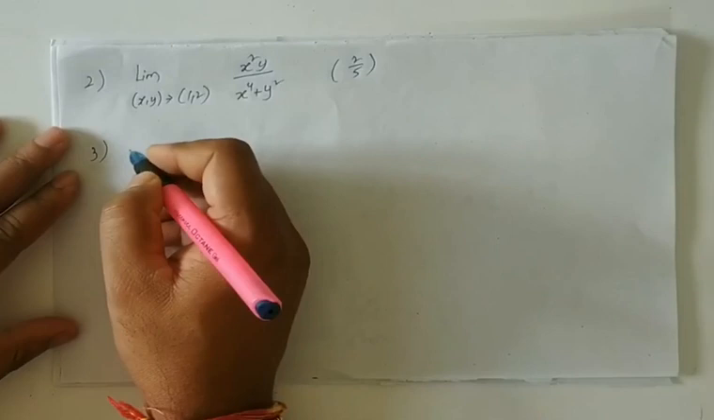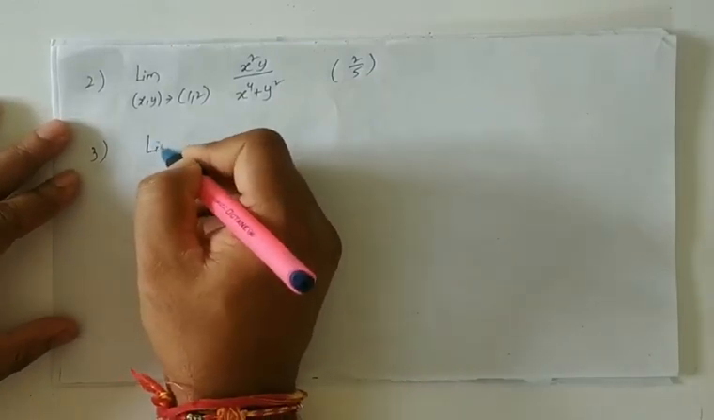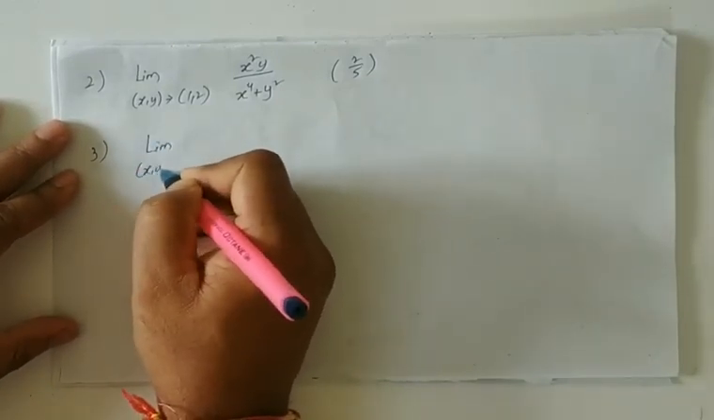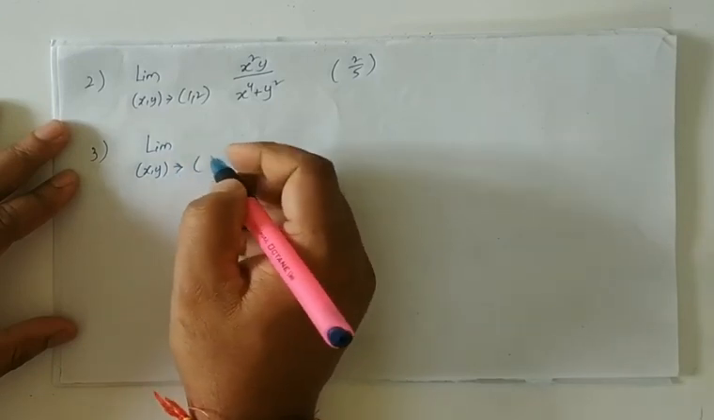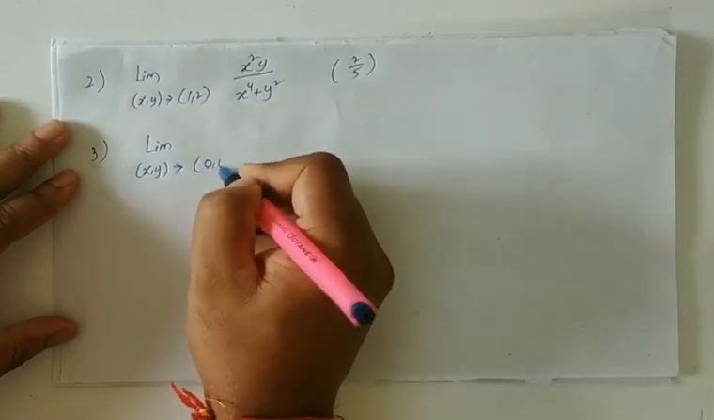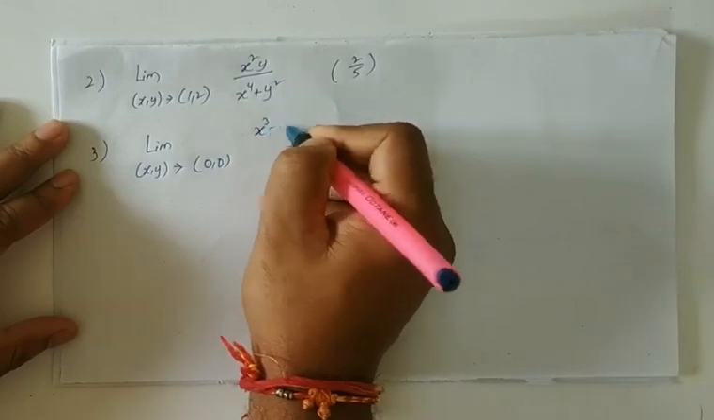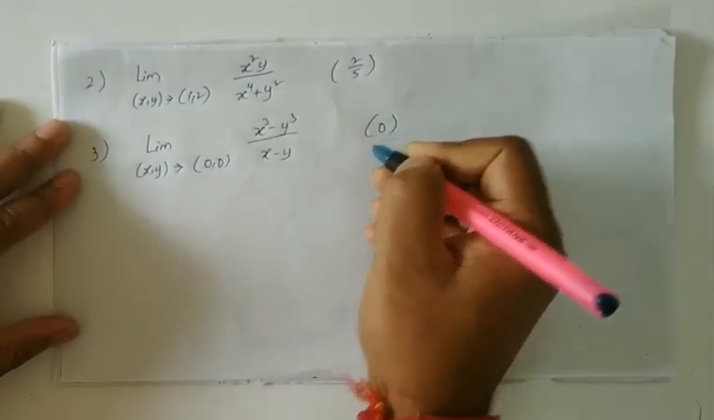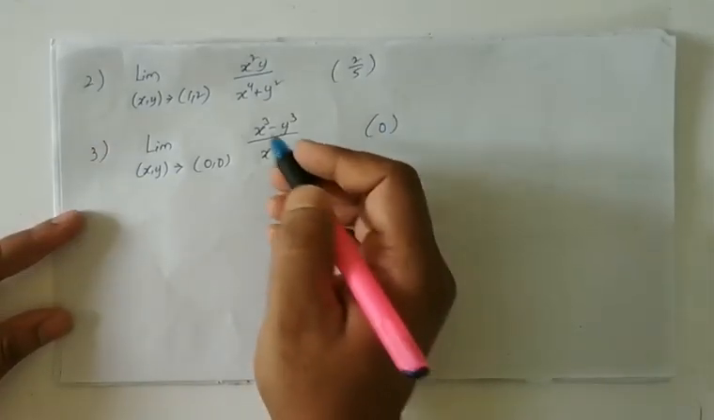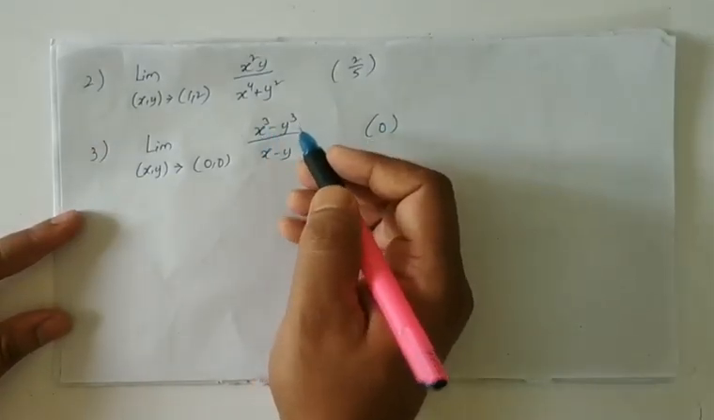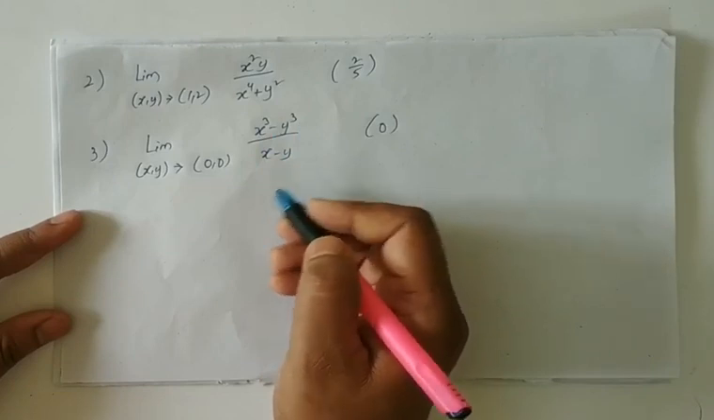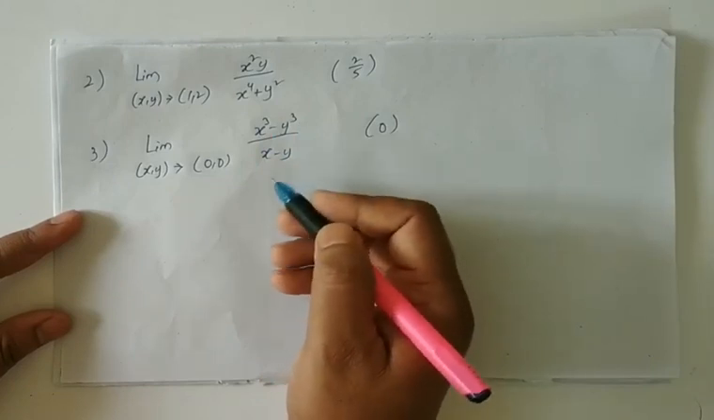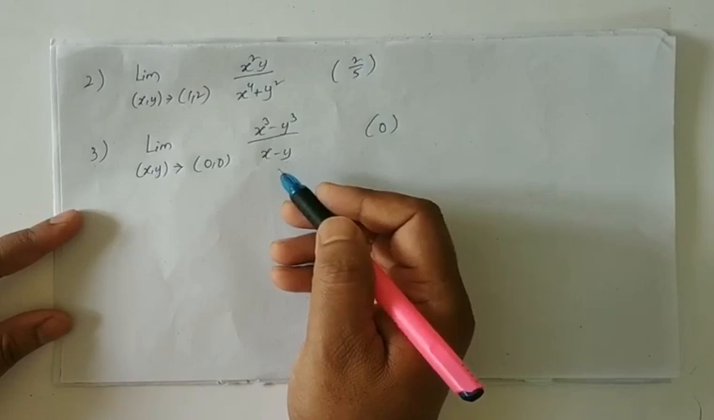Next, third one, limit as (x, y) approaches (0, 0) of x cube minus y cube by x minus y. What is the answer? 0. Here first we have to write x cube minus y cube in terms of x minus y. After that we cancel out x minus y. After that we substitute x is equal to 0, y is equal to 0.